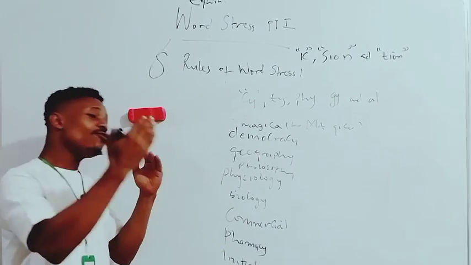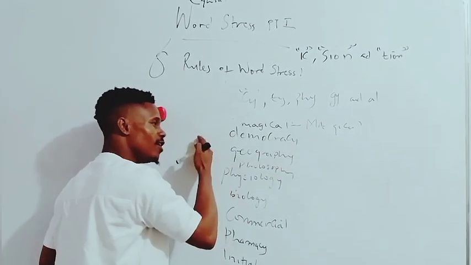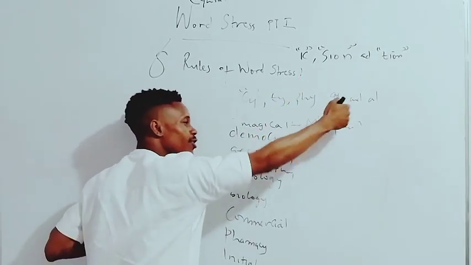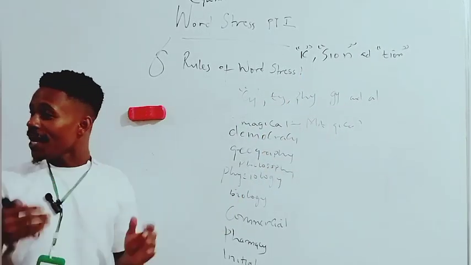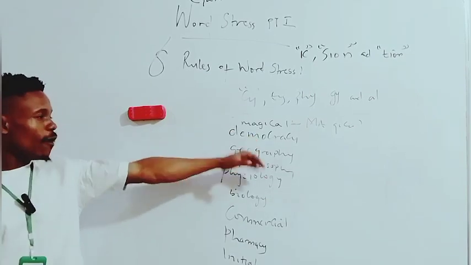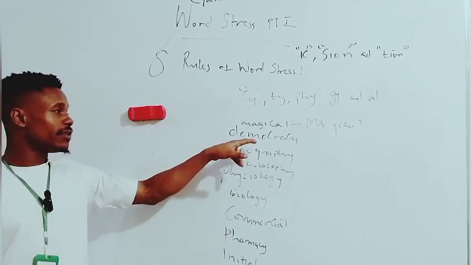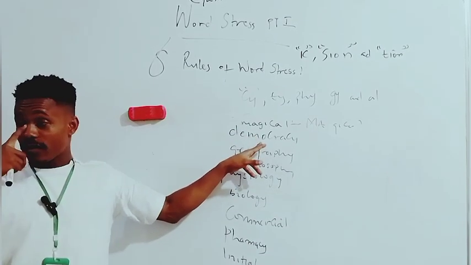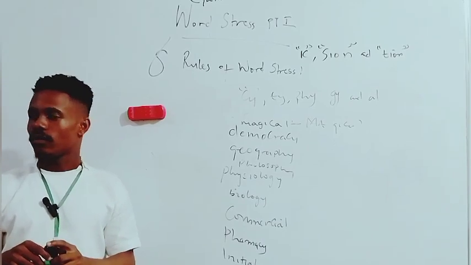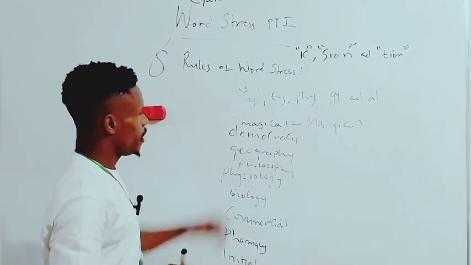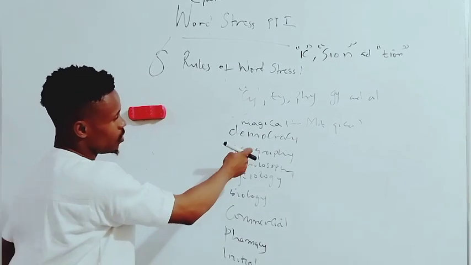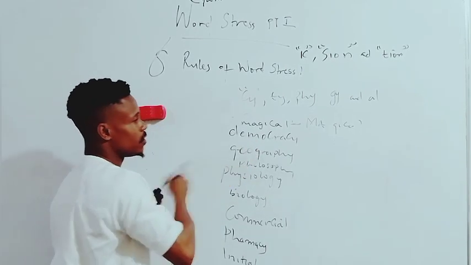No, no, no. You are counting from the end, not from the beginning. Words ending in... I've been saying from the end. So now, from your rule, what is the correct stress here? So pronounce the word. Democracy. Okay, this one.